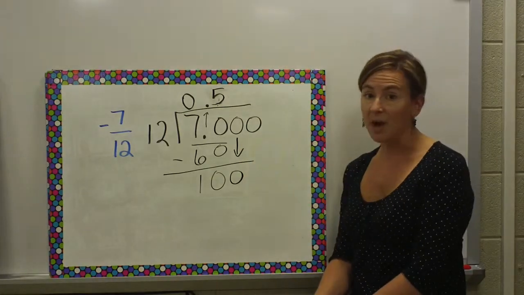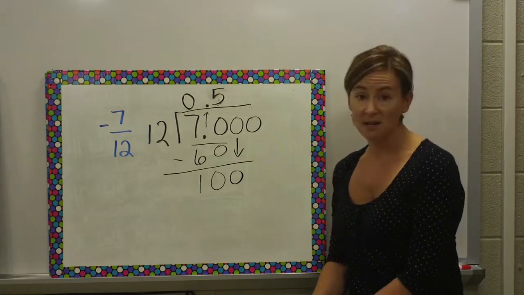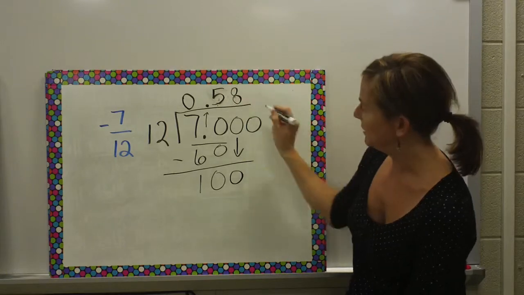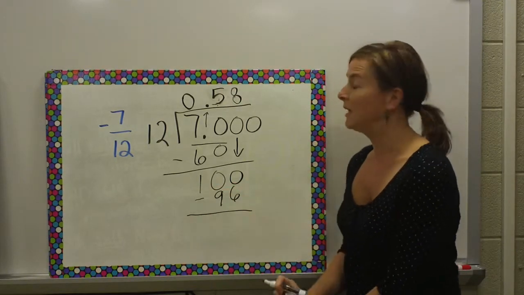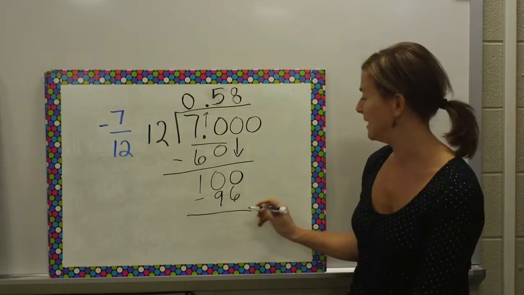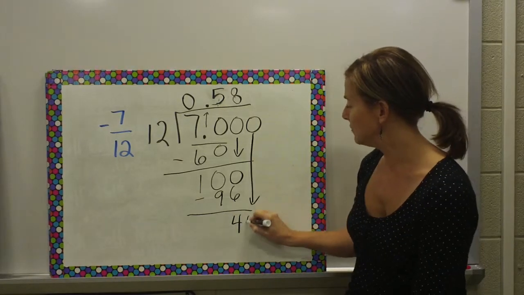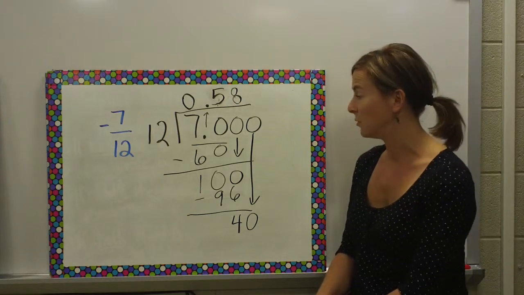So now I have to think of how many 12s can I get out of a 100. 12 times 9 is 108. That's going to be too big, so I'm going to go with 8. I know 12 times 8 is 96. Now, because I want you to work this out to the thousandths place, I'm going to divide one more time. 100 minus 96 is 4. Bring down my last 0, and I'm going to think, what times 12 gives me something close to 40?